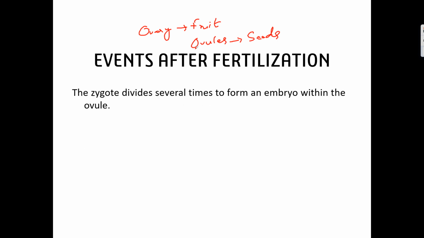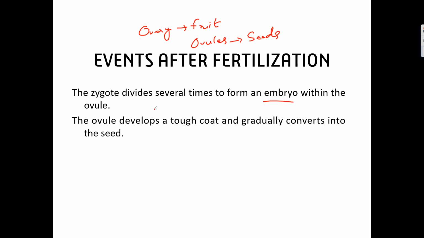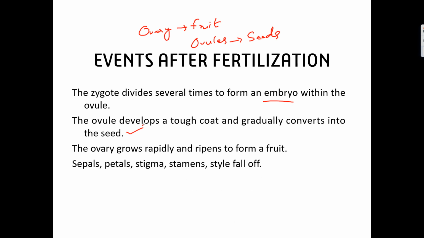The zygote will divide several times within an ovule and form an embryo. The ovule develops a tough coat and gradually converts into the seed. The ovary grows rapidly and finally forms the fruit. As I told, all the other parts of the flower, that is sepals, petals, stigma, stamens and style, will fall off.